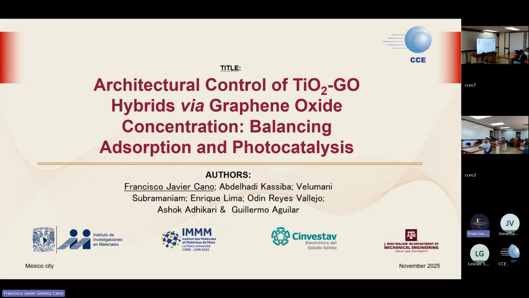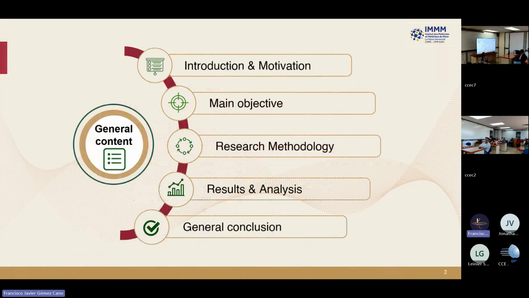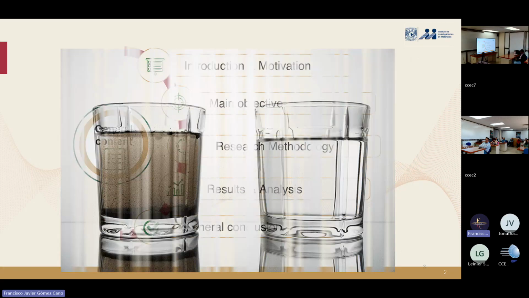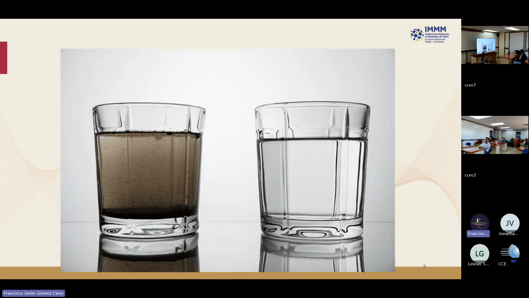The title of this presentation is Architectural Control of Titanium Dioxide Graphene Oxide Hybrids via Graphene Oxide Concentration, Balancing Absorption and Photocatalysis. This is the general content of this presentation, and I will start with a brief introduction and motivations. So let me begin with this image.